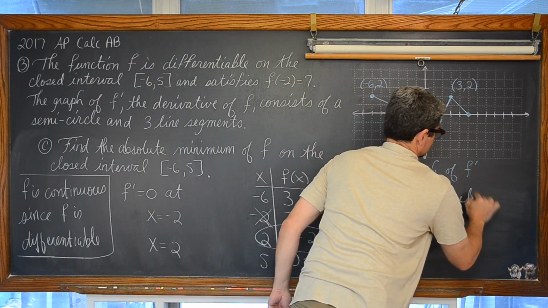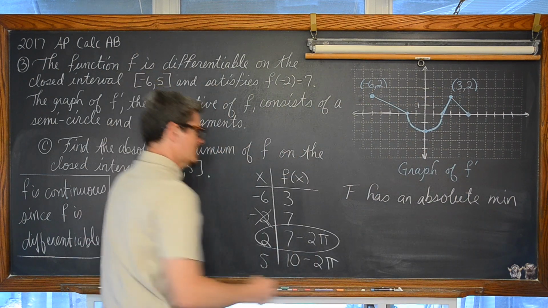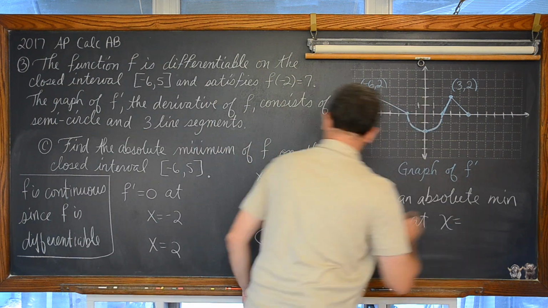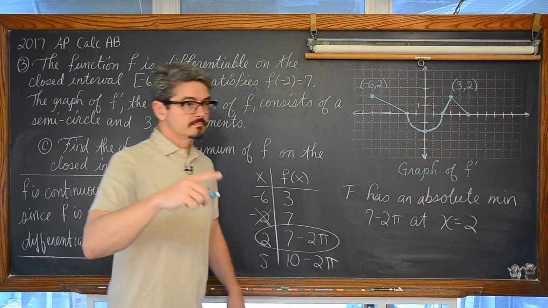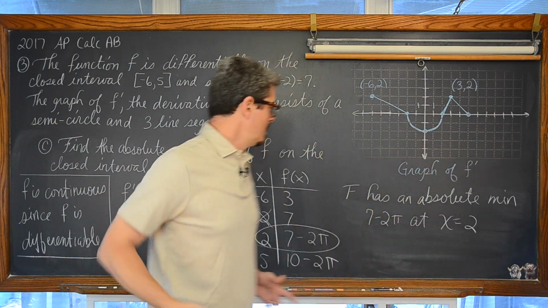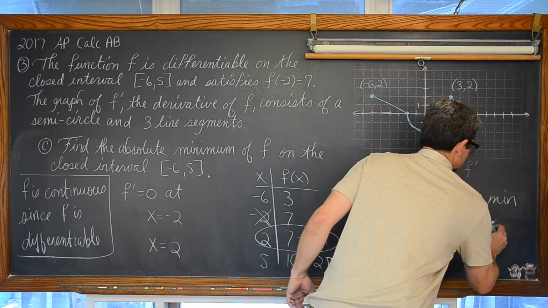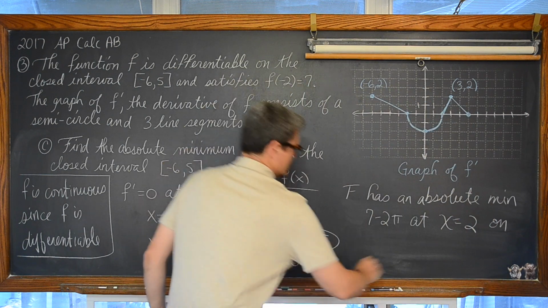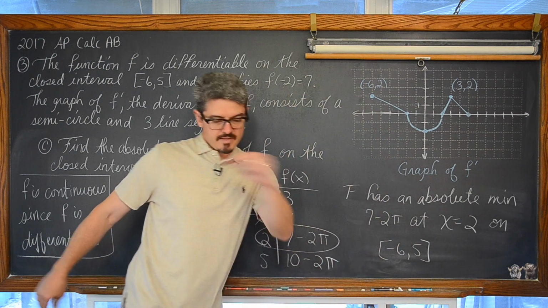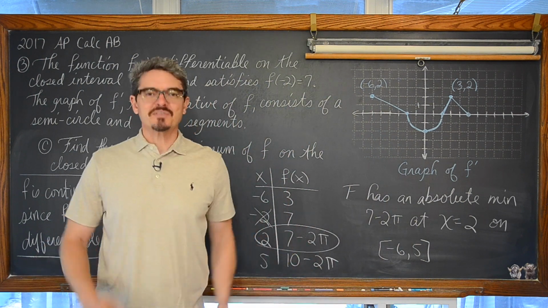Minimum value of 7 minus 2 pi at x equals 2. Now, maybe not everywhere f exists, but on that closed interval, negative 6 to 5. And that is, what are we on? Part C. Part D coming up.